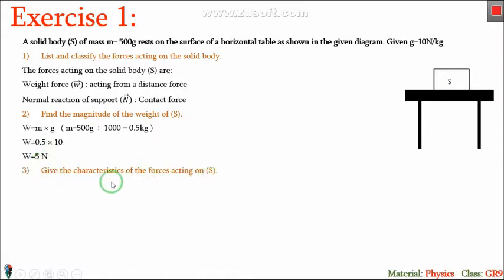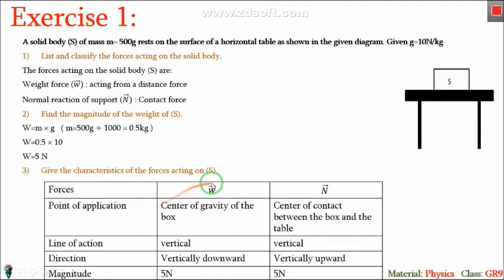3. Give the characteristics of the forces acting on S. To find the characteristics of any force, we prefer to make a simple table containing the two forces we have and the four characteristics for any force. Let's start with the characteristics of the weight force. The point of application of the weight force is always the center of gravity of the box or the body we are studying, which is this point in here.